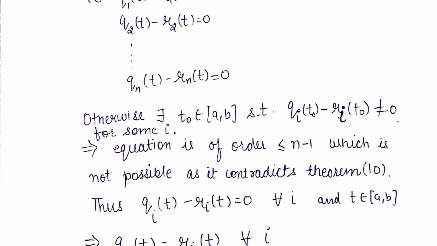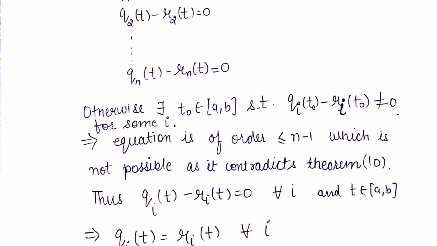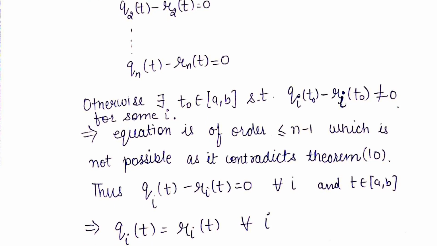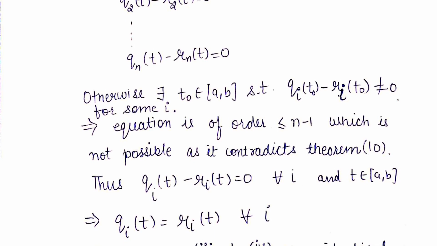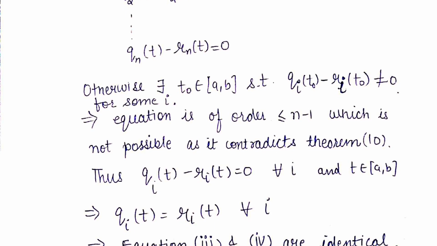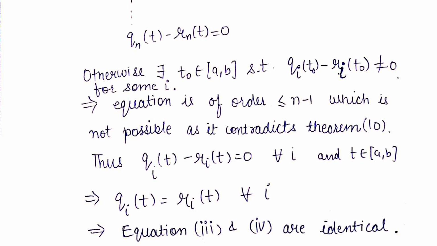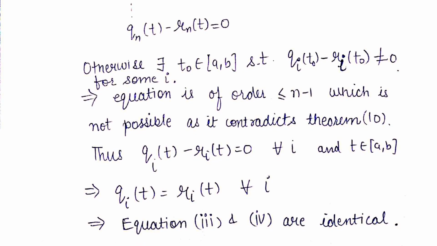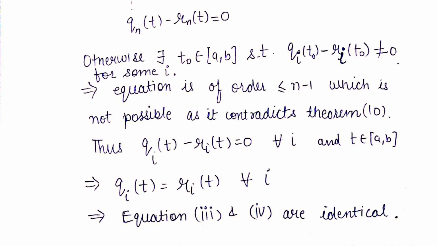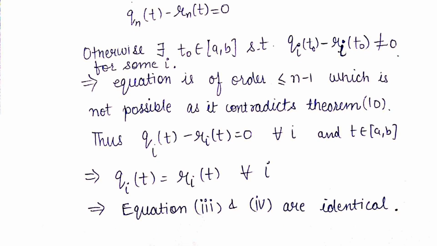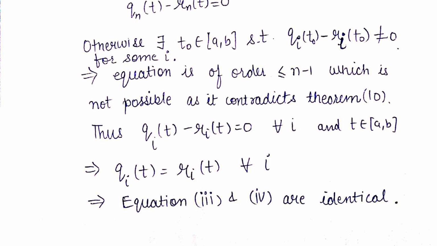This implies that qi(t) is equal to ri(t), and thus we get that equations 3 and 4 are identical. That is, they are the same, they are not different, and hence there exists one and only one equation of the form 1 such that f1, f2, fn becomes the fundamental set for this equation 1.